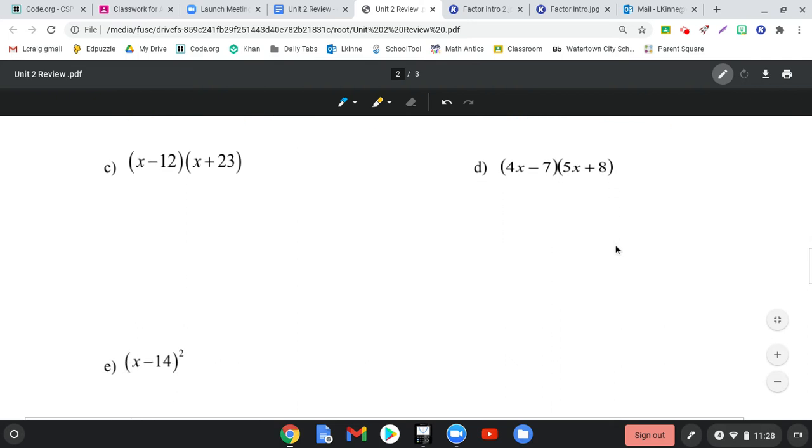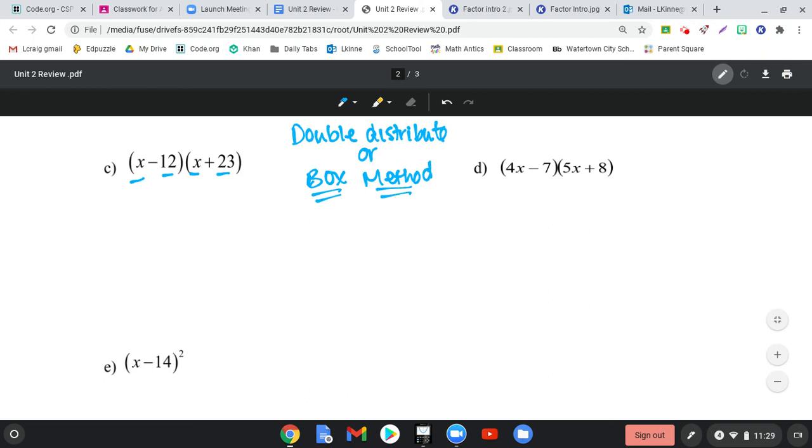This page. So this time, if you just had a negative 12 in front, you distribute the negative 12 to the x and 23. If you just have the x, you just distribute the x. But because you have 2 terms times 2 terms, you need to make sure to either double distribute or a lot of folks like the box method. I'll show you both on here.